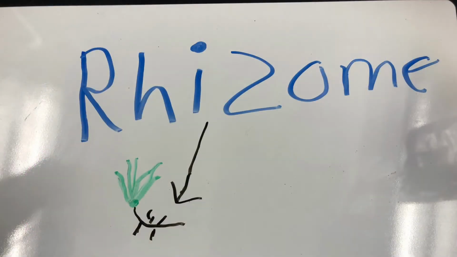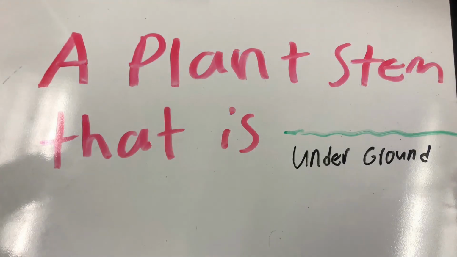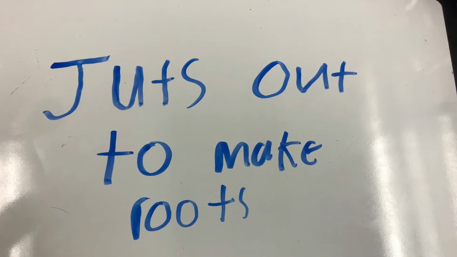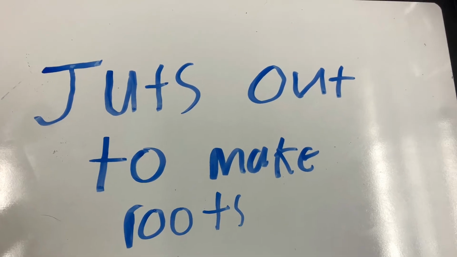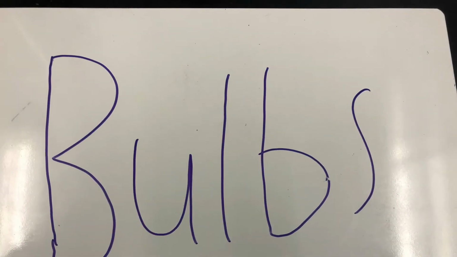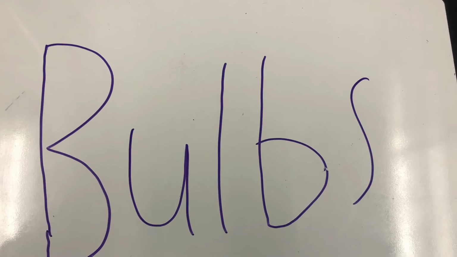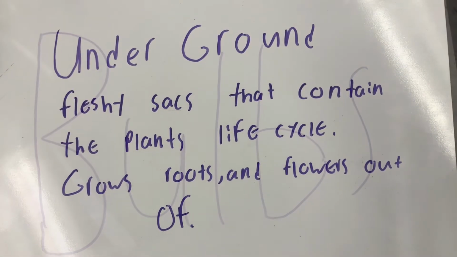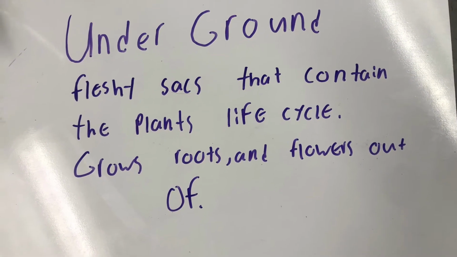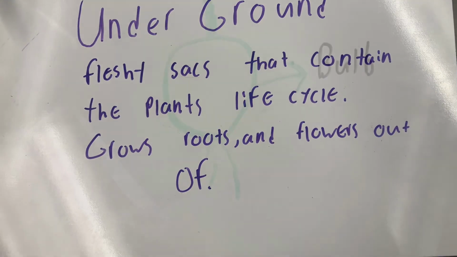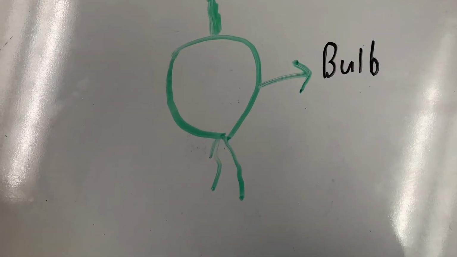Rhizome. See my drawing. A plant stem that is underground. It juts out to make roots, as you can see in my drawing back there. Bulb, it's like flower bulbs. Underground fleshy sacs that contain plants' life, like flower bulbs, as you can see here.